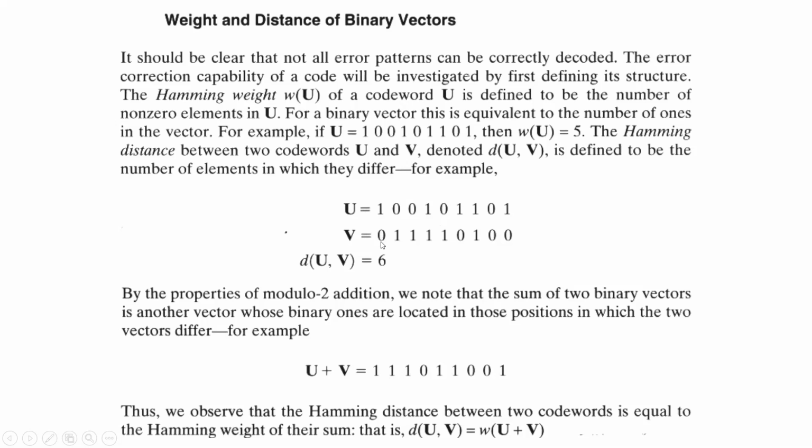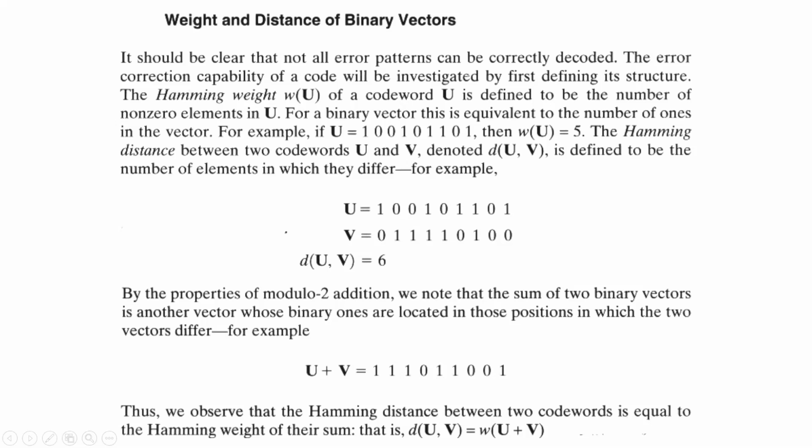So 1 XOR with 0 will be 1. So at this point, these two bits are differing. That is why I'm getting 1. So if these are the two code words, at how many positions will I get ones in the addition? I will get 6. So u plus v equals c. Thus, we observe that the Hamming distance between the two code words is equal to the Hamming weight of their sum. This is a very important point which you will require to solve the questions. The Hamming distance between two code words is equal to the Hamming weight of their sum.